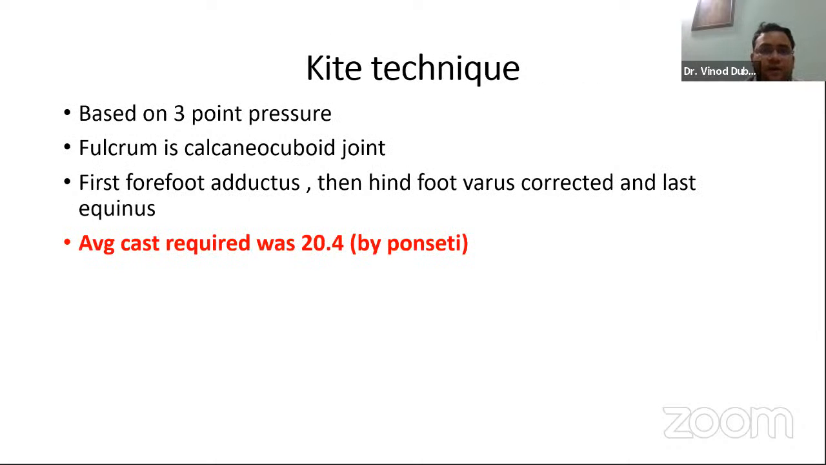So Kite's technique, basically it's a 3-point pressure technique where the fulcrum will be at the calcaneocuboid joint. Here the principle is we are going to correct each and every deformity subsequently and sequentially. First we'll correct the forefoot adductus, then we'll correct the hind foot varus, and then lastly the equinus. So you can see the average number of casts required in this technique is more than 20, which is much more than what we do in the Ponseti technique. Each and every time you apply a cast, you are going to correct one deformity, and it is not the correction of deformity sequentially the way we do in Ponseti.